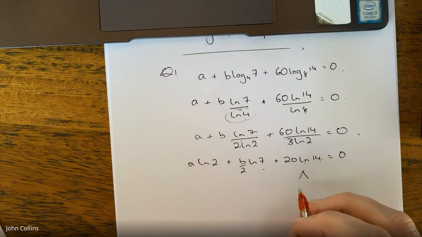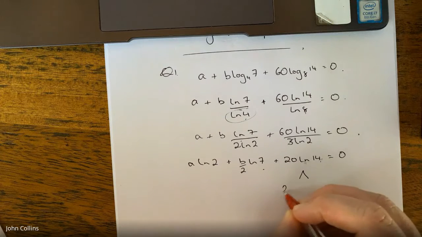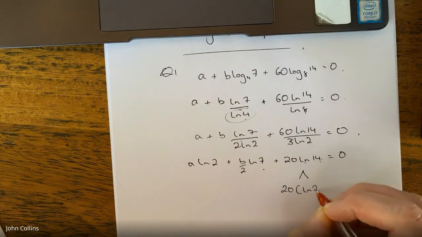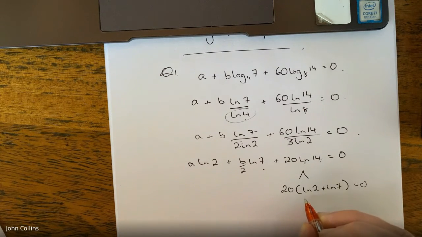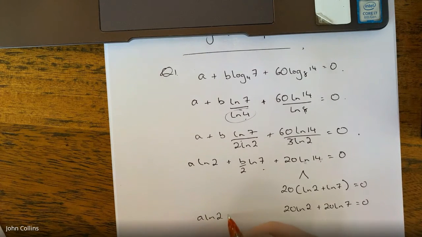How does that split up, Sean? How would I do that? It would be 20 times ln 2 plus ln 7. Yes, so using that rule, ln 2 plus ln 7. And then I can have these separately, then 20 ln 2 plus 20 ln 7. Now I'm keeping this the same. All right, so all that equals 0.